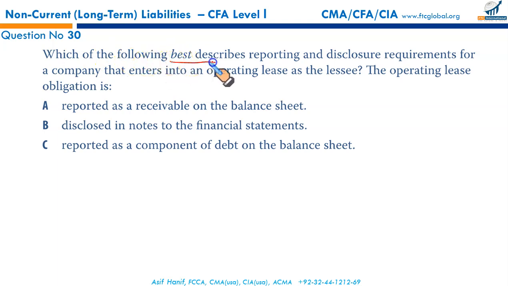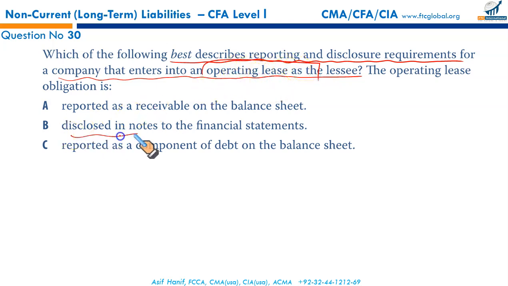Which of the following best describes the reporting and disclosure requirement for a company that enters into an operating lease as a lessee? Operating lease is now treated the same as a finance lease under US GAAP. There are no explanations given in the notes now, but yes, under the previous standard, operating leases required disclosures in the notes. Now you cannot hide the operating lease in the notes. Operating lease is shown on the face of the balance sheet as if it's a finance lease. That's the new standard. So for now, B is the right answer, but you should know the facts as well.